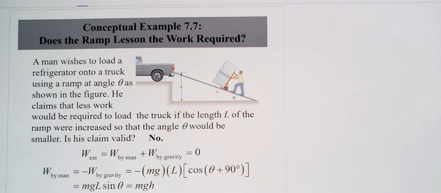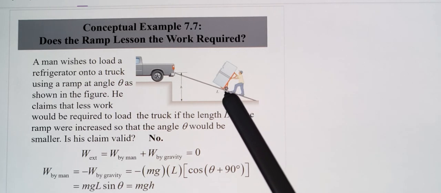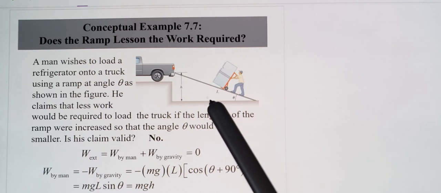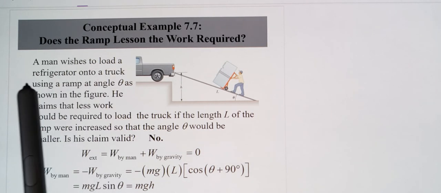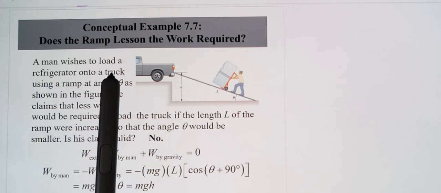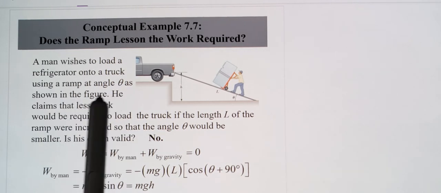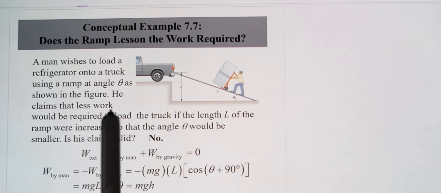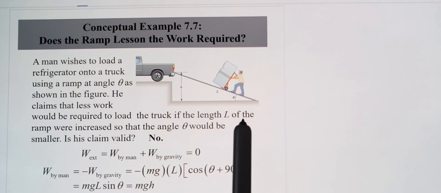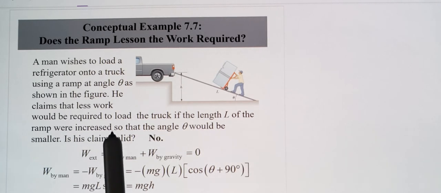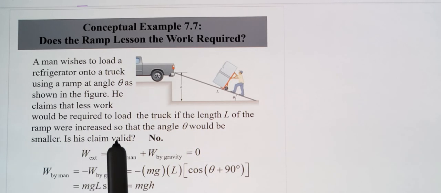Okay, now this is a typical problem, you will find it in most physics books. A man wishes to load a refrigerator on a truck using a ramp at an angle theta as shown in the figure. He claims that less work would be required to load the truck if the length L of the ramp were increased so that the angle theta would be smaller. Is his claim valid?